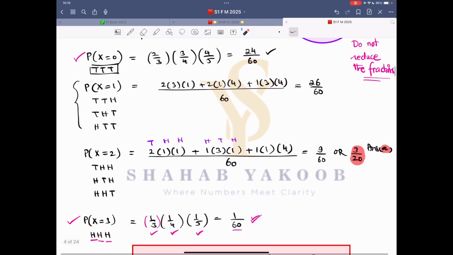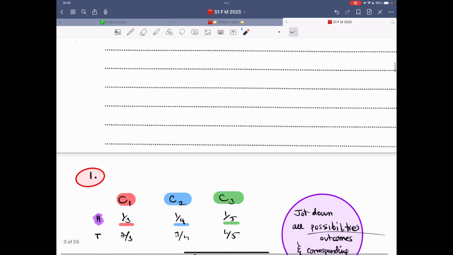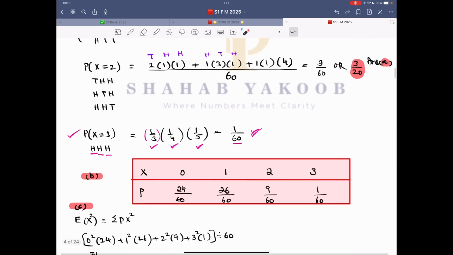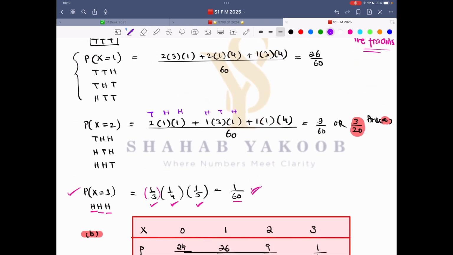And what is the last one? The last one is head, head, tail. So the last one is head, head, tail, numerator 1 into 1 into 4. Therefore, that is 1 into 1 into 4. That is head, head, tail. So therefore, this comes out to be 9 over 60.